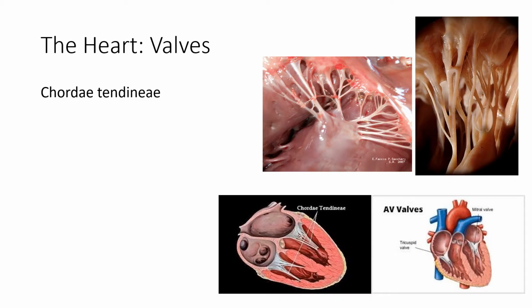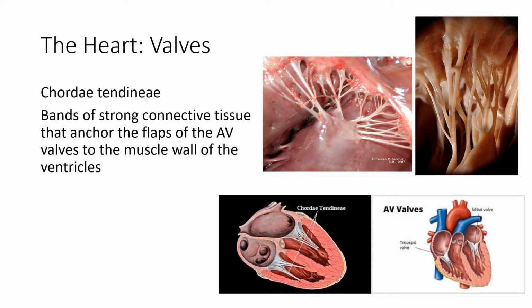And as the ventricle is relaxed, the flaps of this valve shut and blood isn't able to flow backwards through the valve. Last thing about heart valves, the chordae tendineae are some connective tissue bands that are anchoring the flaps of those AV valves into the muscle wall of the ventricles.